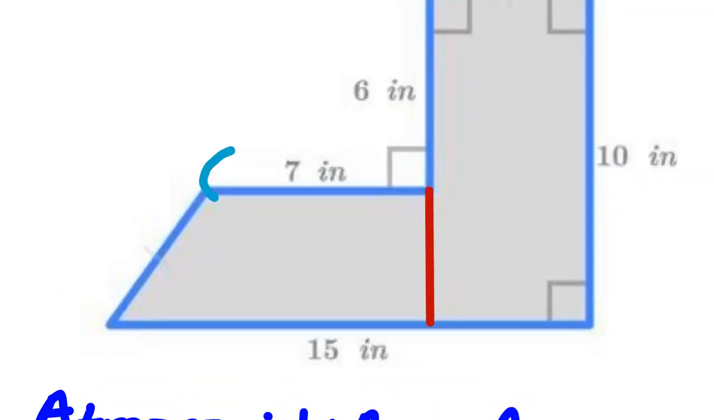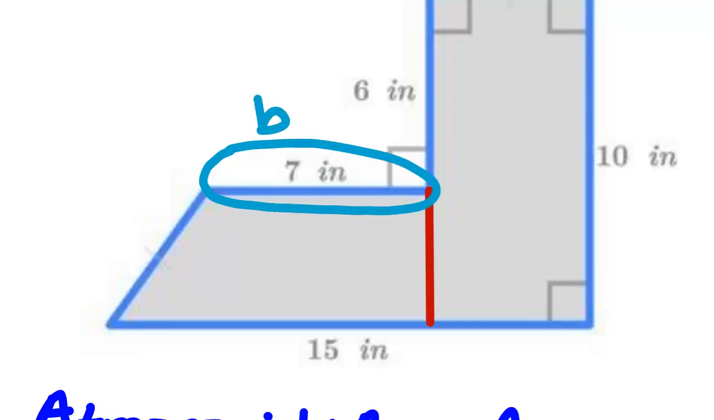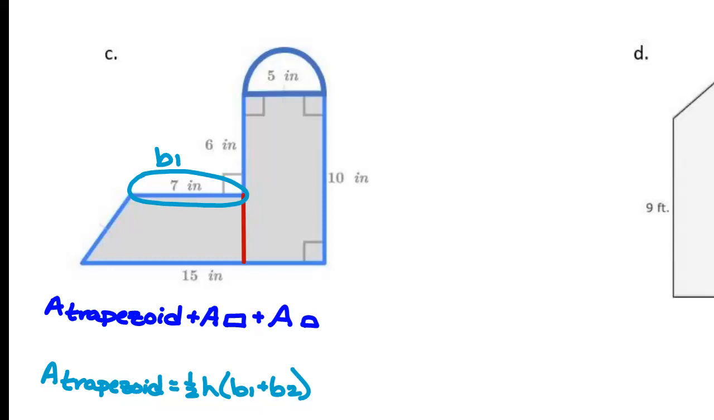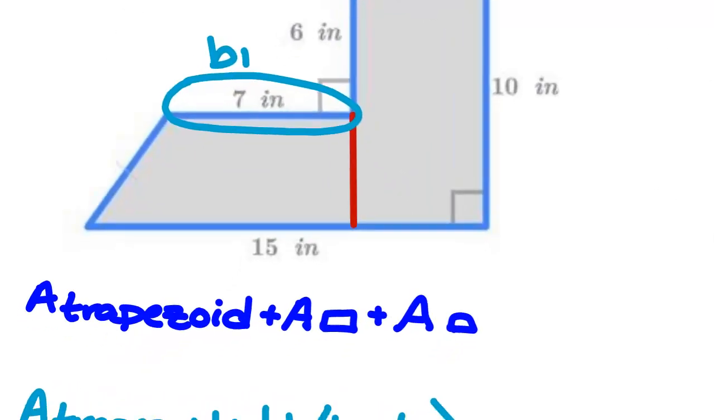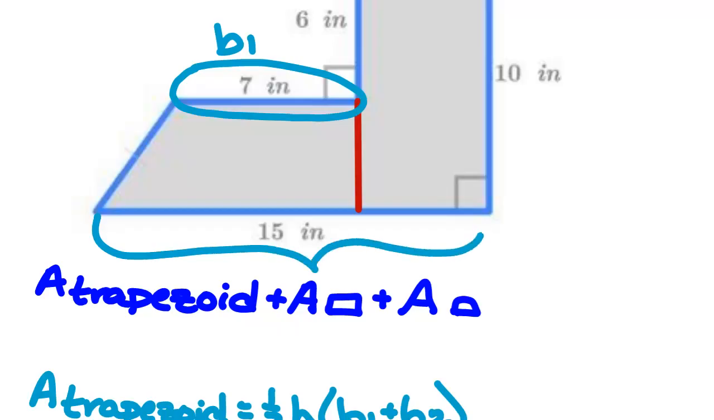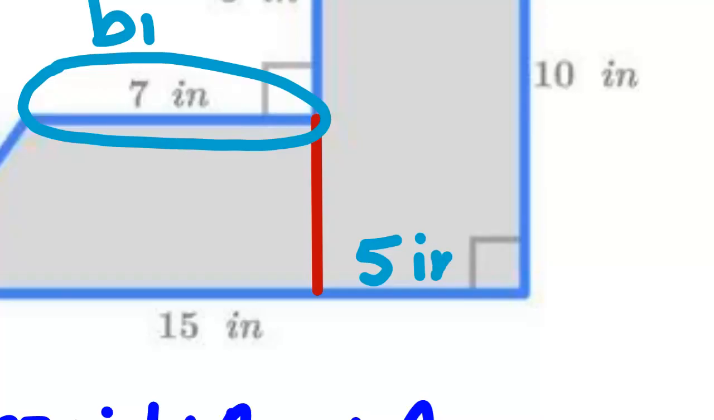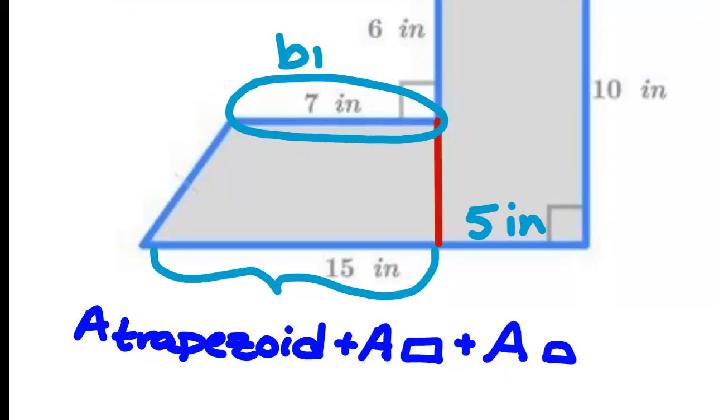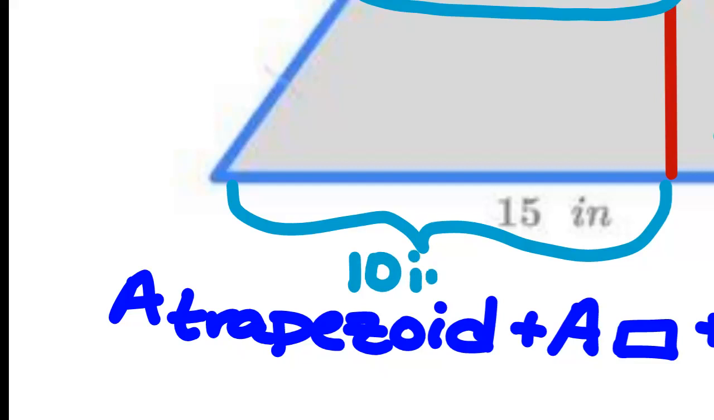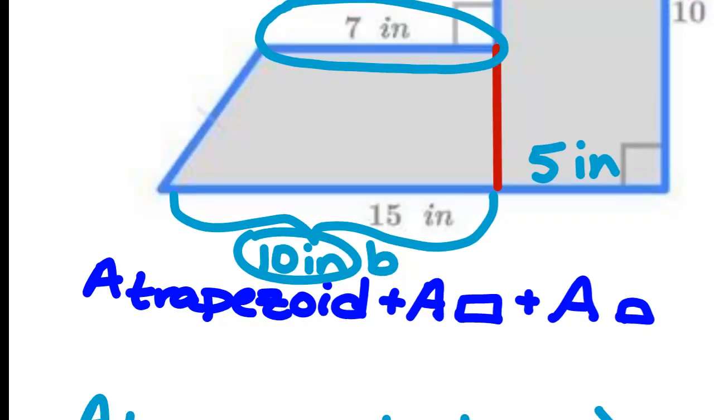So I know one of my bases is 7 inches, right here. We'll call that base 1. Base 2 is not 15 inches. 15 inches goes from here all the way over here. It includes the side of the rectangle. How big is this right here? 5. We look at the other side of the rectangle. That much is 5. So how big is the base on my trapezoid? 10. That's going to be base 2.